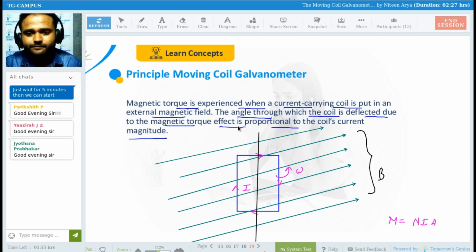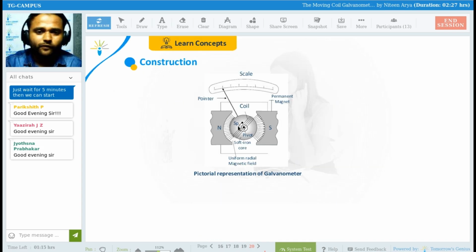Is this clear now, everyone? Good. Then moving ahead, this is the construction, as you can see in this particular picturization. First, let me point out some values. So it is very clear.